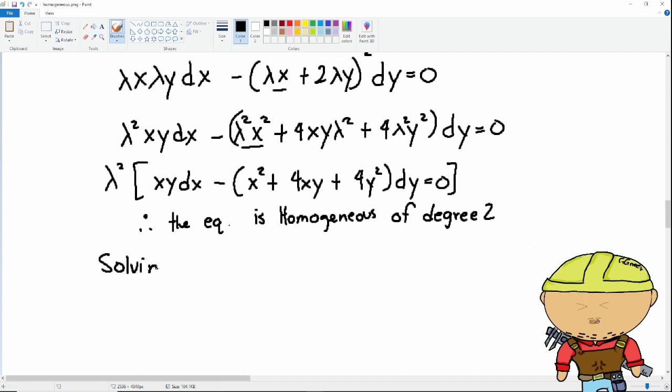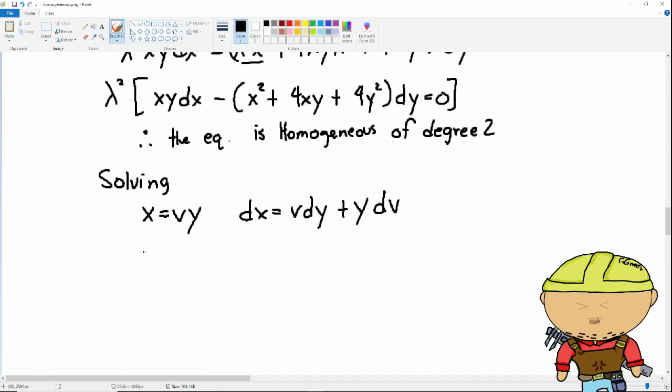Again, for solving, we substitute x equal to vy or y equal to vx. Now analyzing the equation, our dx is the simpler term, so we're going to use x equals vy for solving our homogeneous equation. So dx is equal to v dy plus y dv.